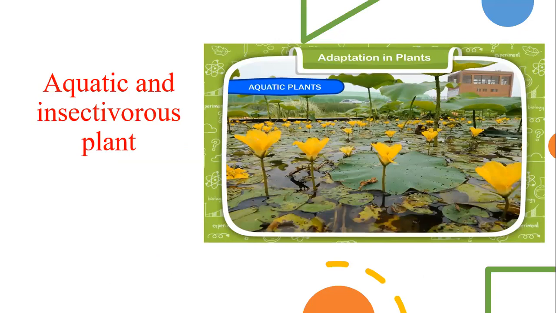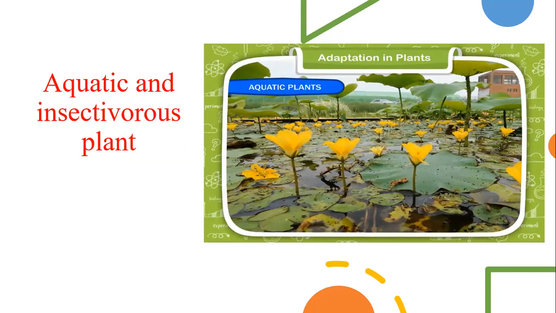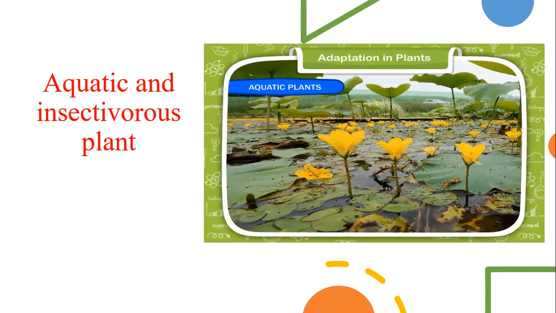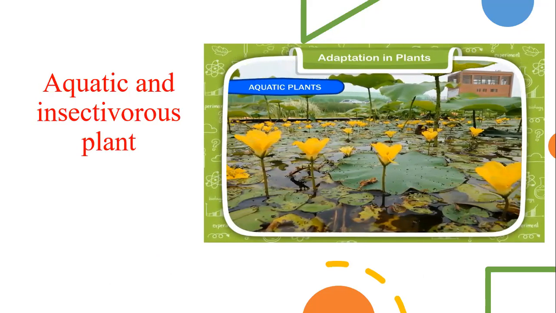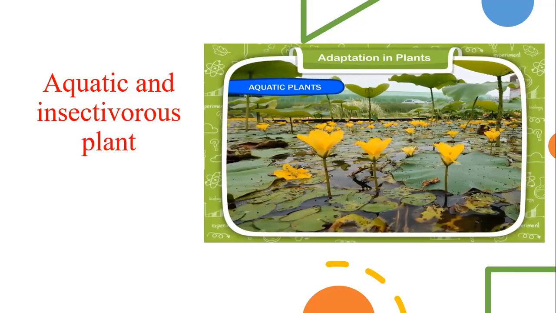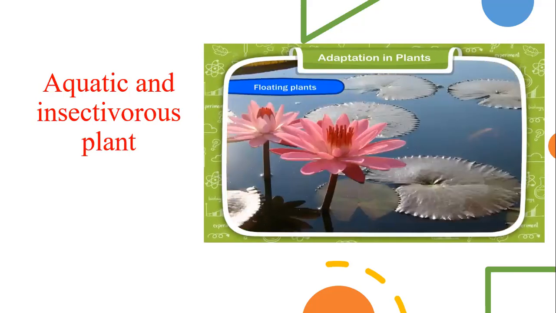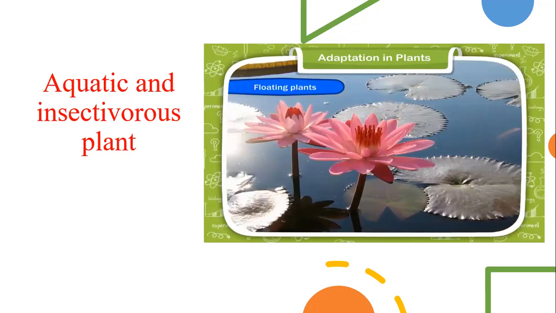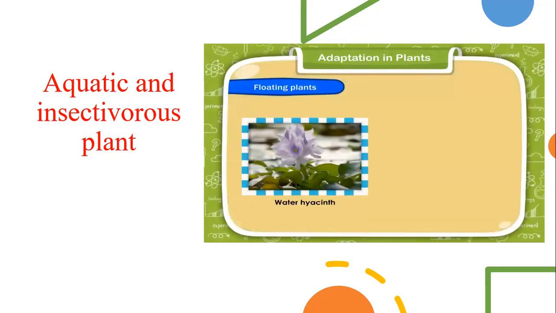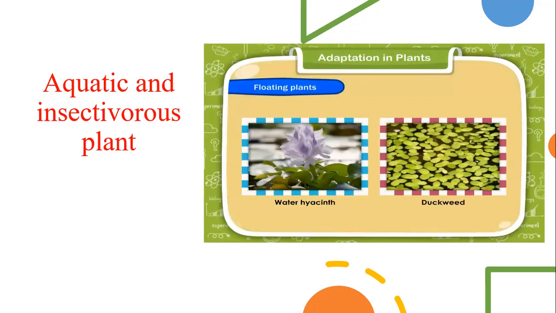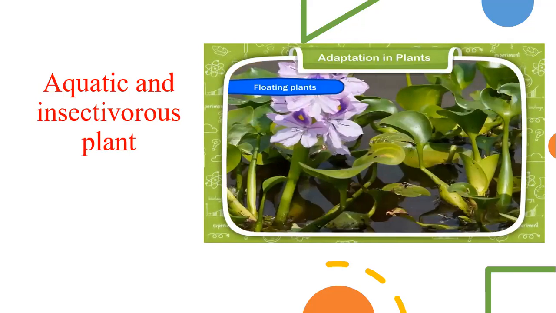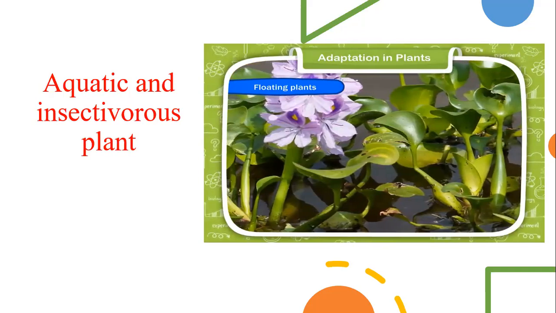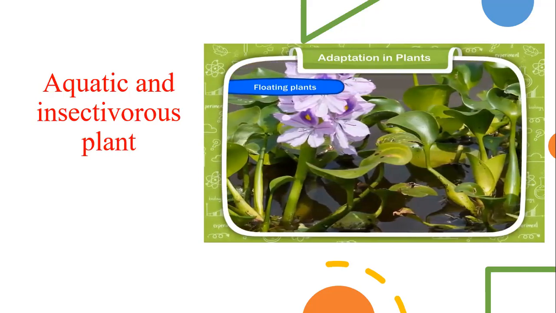Let's start. Aquatic plants. Some plants grow in water. Plants that grow in water are known as aquatic plants. Aquatic plants are of three kinds. Floating plants. Some water plants such as water hyacinth, duckweed, etc. float on the surface of the water. They have light and spongy stem which helps them to float on water.